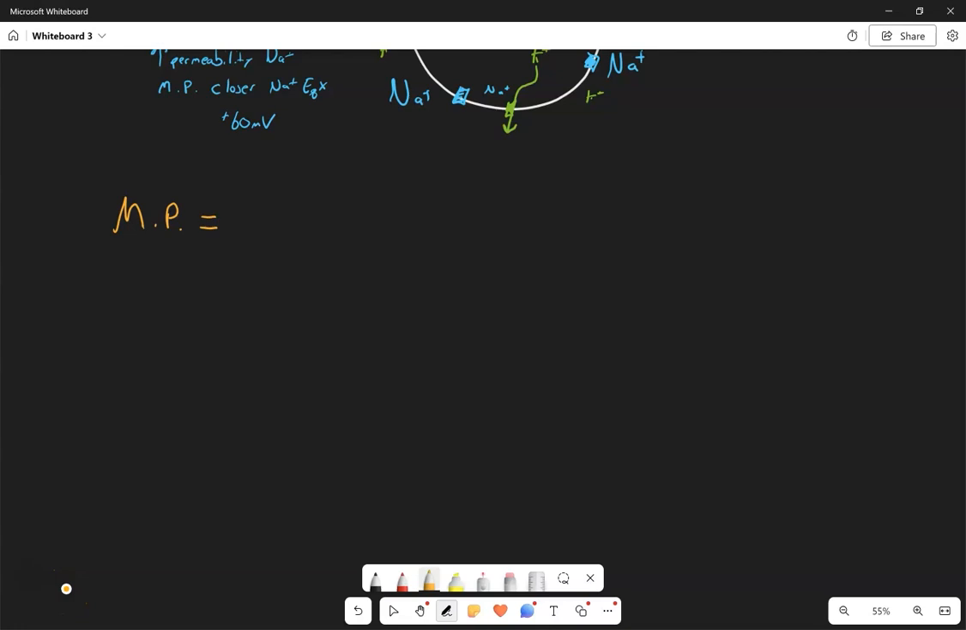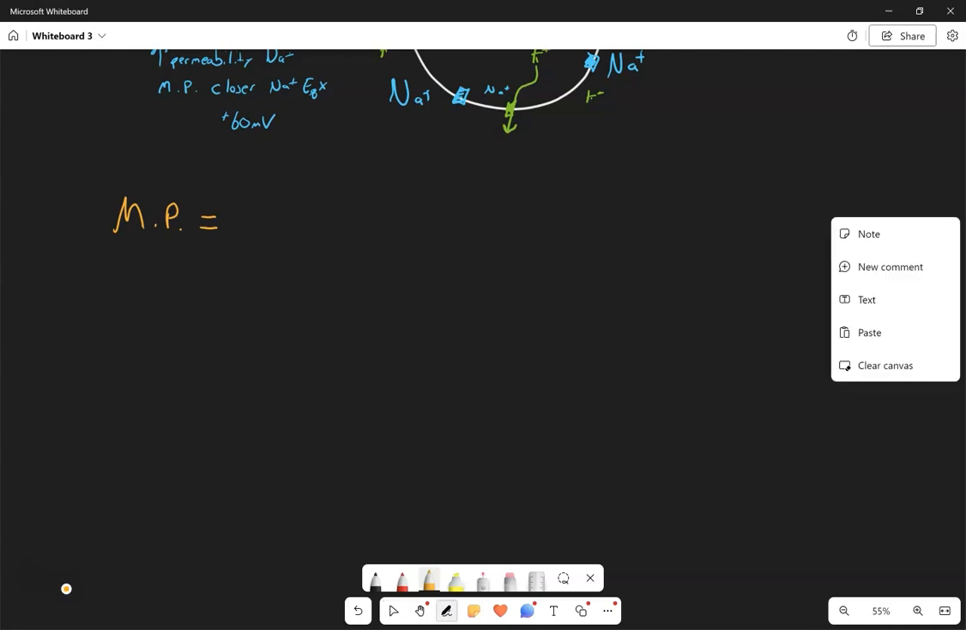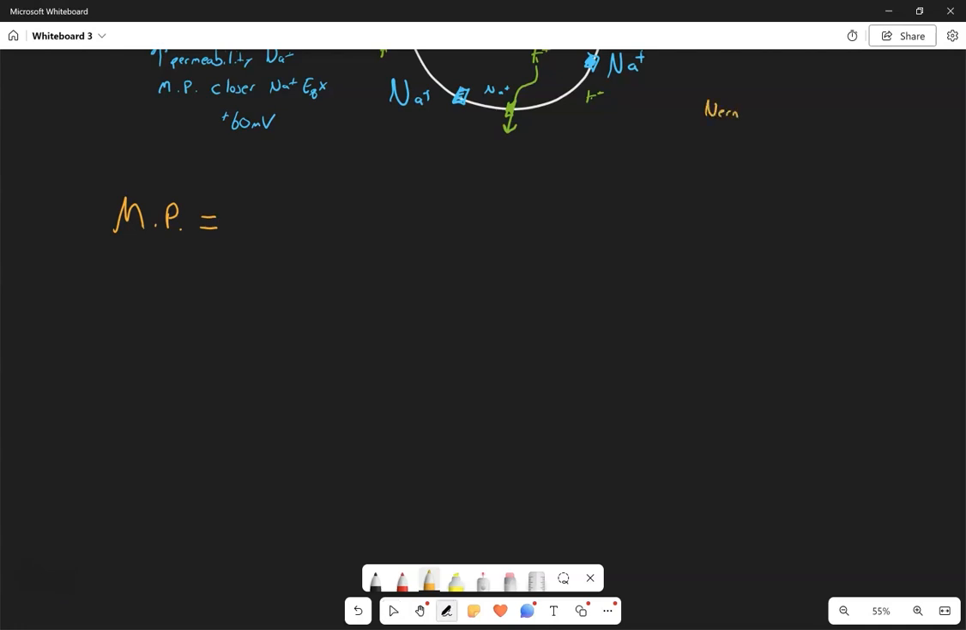Remember that we could calculate the equilibrium potential of a given ion using the Nernst equation. If we rewrite this up here, our Nernst equation was RT over zF times the natural log of the concentration of the ion in over the concentration of the ion out, like so. And the Nernst equation told us the equilibrium potential of a given ion.